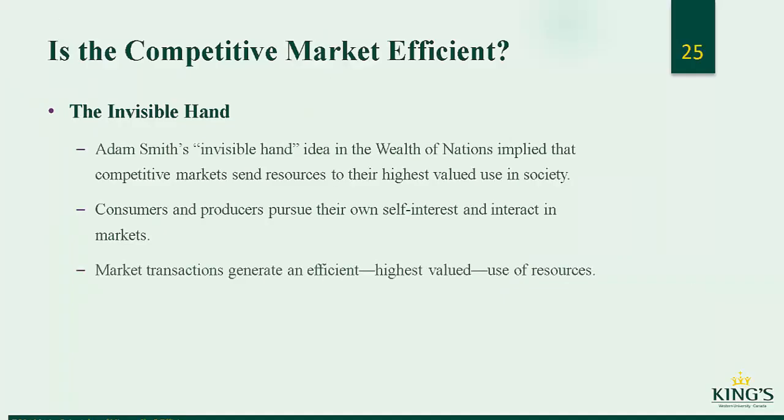And this whole concept was developed many years ago in the 1700s by Adam Smith. This is his idea of what he called the invisible hand in The Wealth of Nations. It implied that competitive markets send resources to their highest valued use in a society. And this is done without any government coercion, control, or oversight. Consumers and producers are just pursuing their own self-interest by participating in a market where only mutually beneficial transactions are going to occur, and it leads to the best possible outcome.